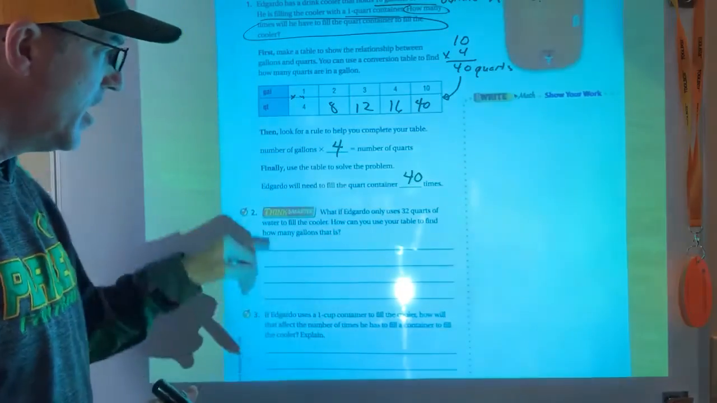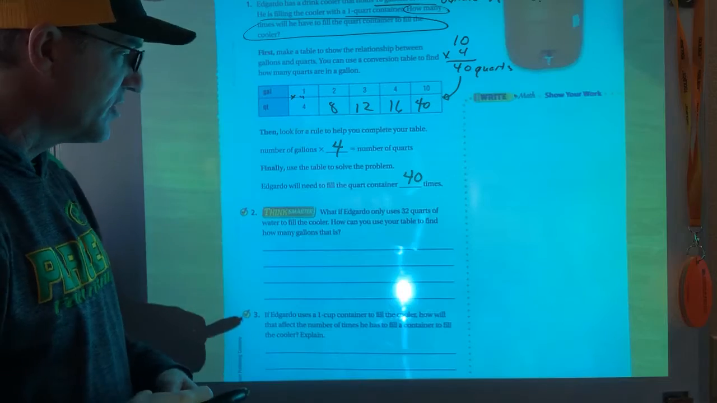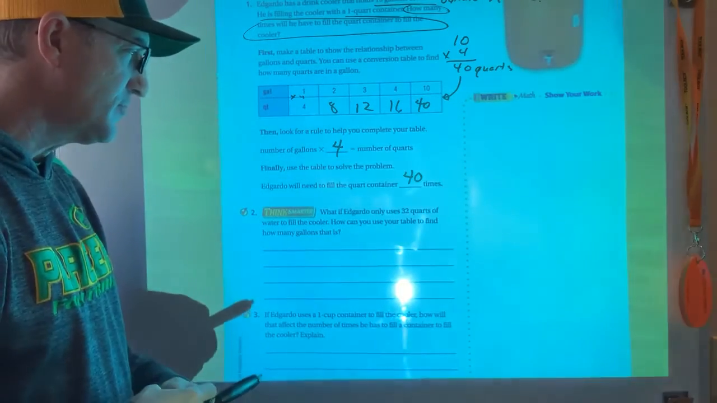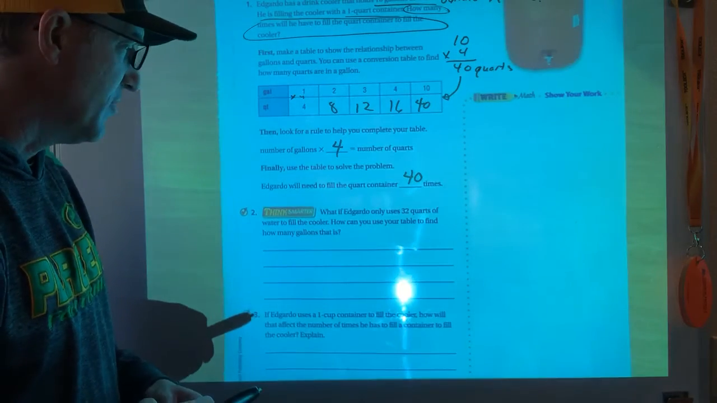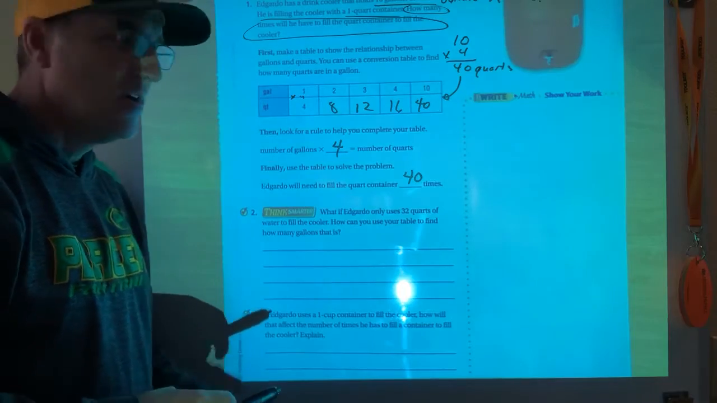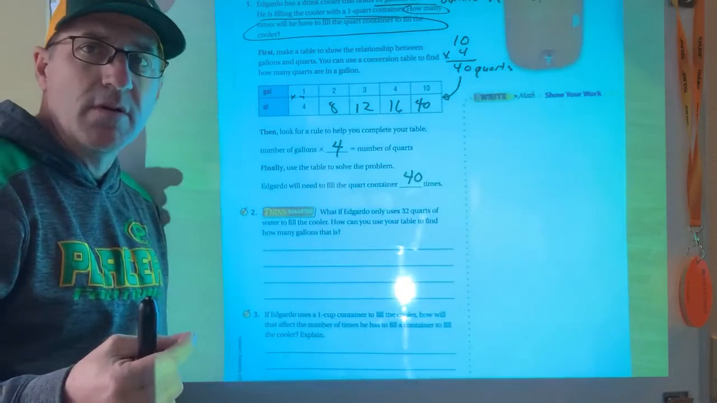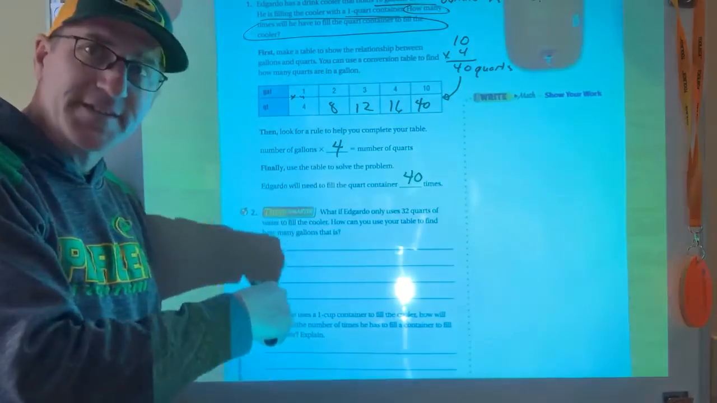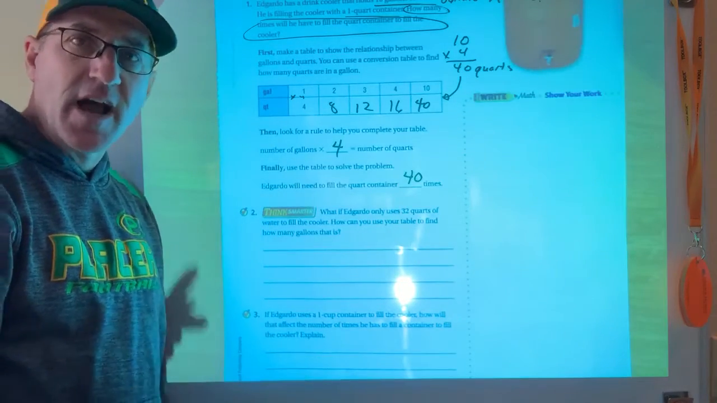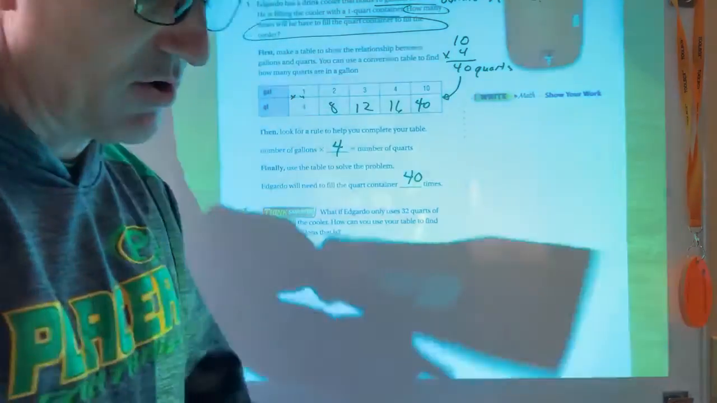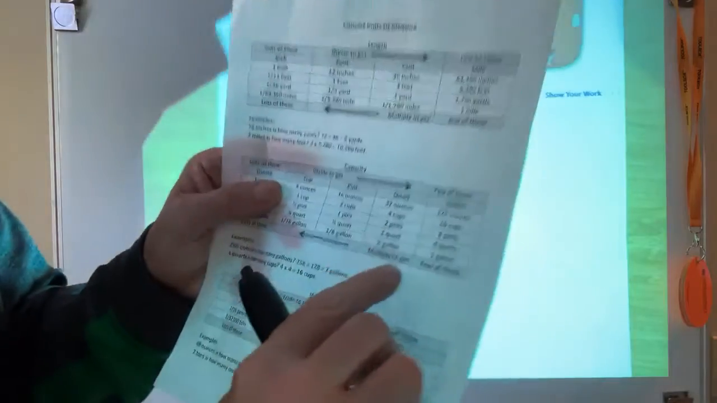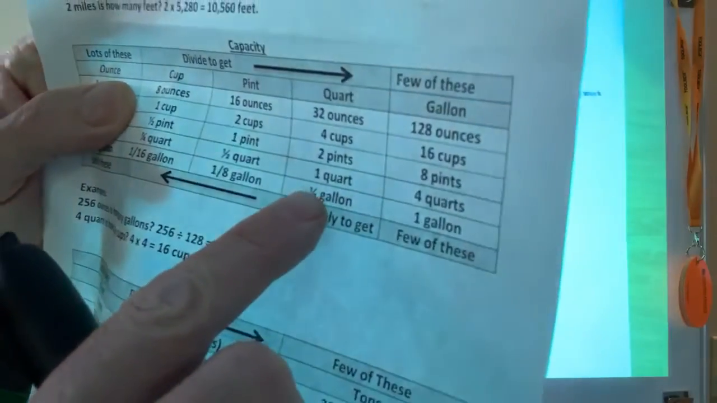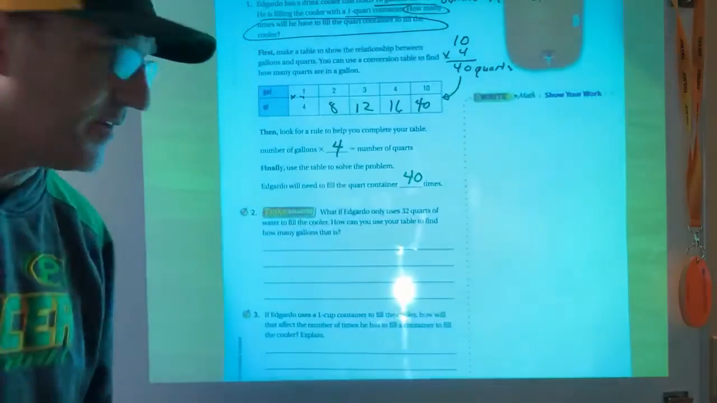Okay. What if Edgardo only uses 32 quarts of water to fill a cooler? How can you use your table to find how many gallons that is? So what would we do if we wanted to go from quarts to gallons? I'd look at my chart and I would go to quarts. And then I would go to gallons and it says 1/4.